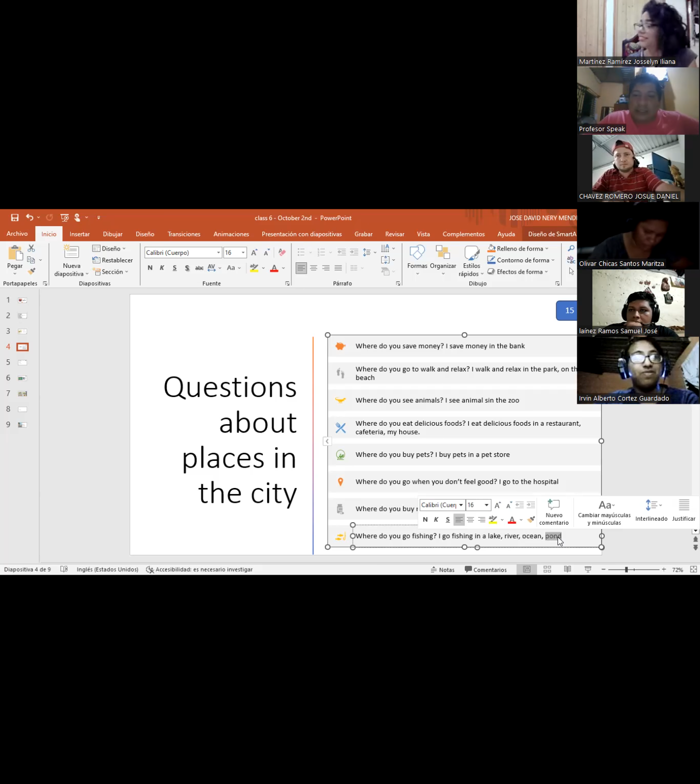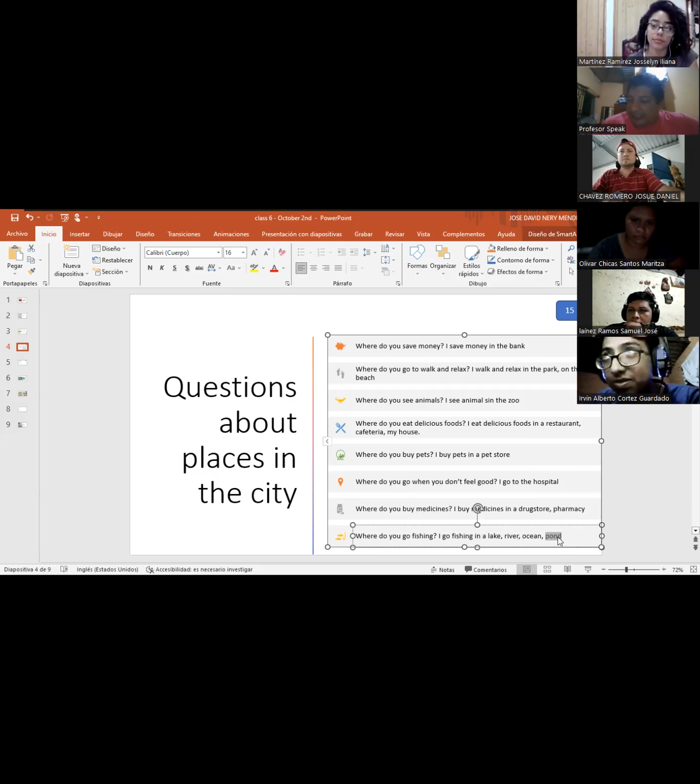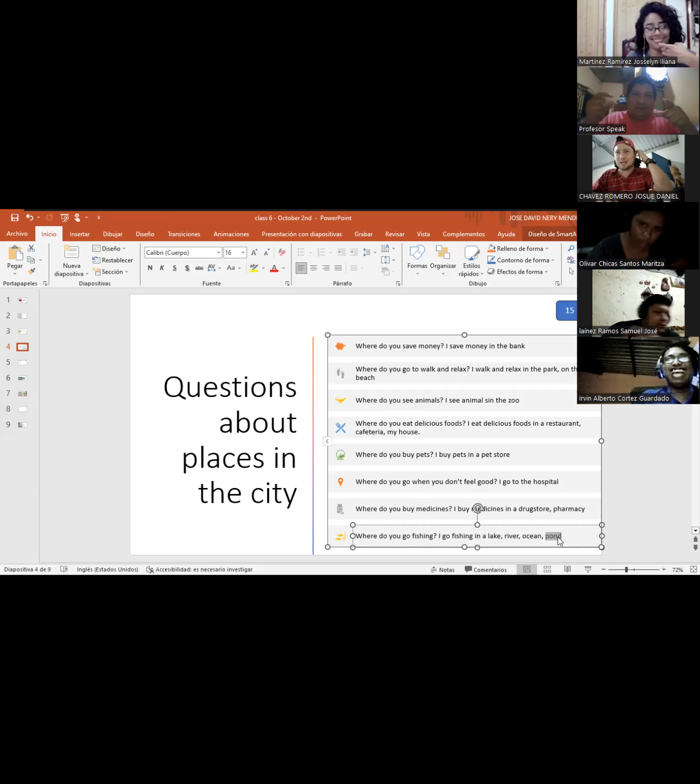And pond. Pond, I forgot the name in Spanish. What is a pond? A pond is small. So we have lake, lagoon, and pond. It's bigger than a puddle. A small pool, it has a different name. Tank, like estanque. That's a pond.